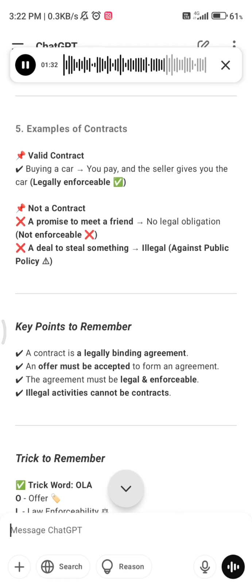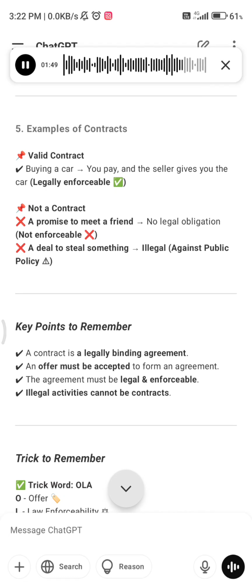5. Examples of contracts. Valid contract. Buying a car, you pay and the seller gives you the car, legally enforceable. Not a contract. A promise to meet a friend, no legal obligation, not enforceable. A deal to steal something, illegal, against public policy.